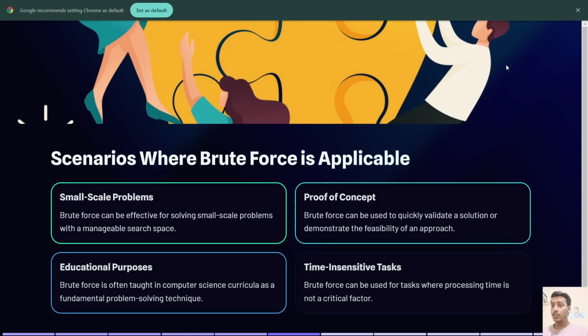Scenarios where brute force is applicable. First one is small scale problems. Brute force can be effective for solving small scale problems with a manageable search space. Second one is proof of concept. Brute force can be used to quickly validate a solution or demonstrate the feasibility of an approach. Third one is educational purpose. Brute force is often taught in computer science curricula as a fundamental problem solving technique. Time insensitive tasks. Brute force can be used for tasks where the processing time is not a crucial factor.